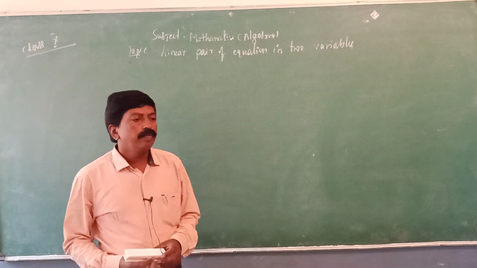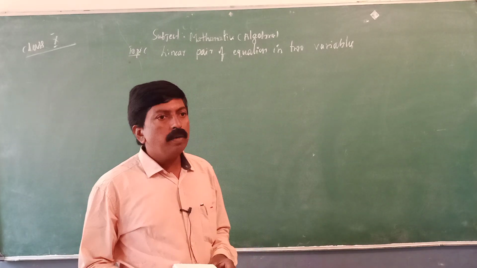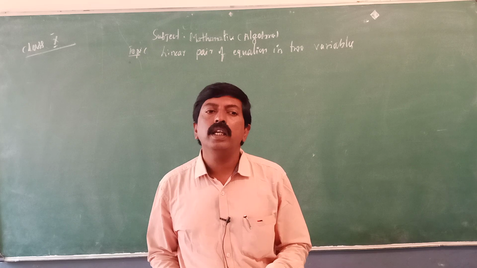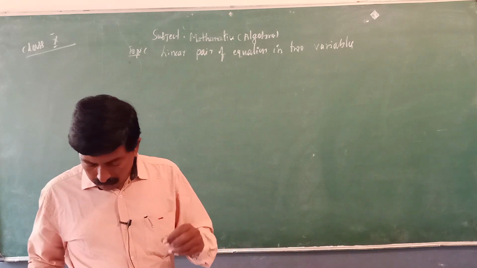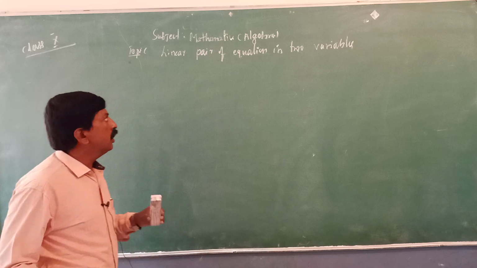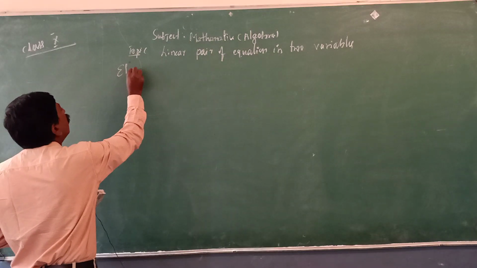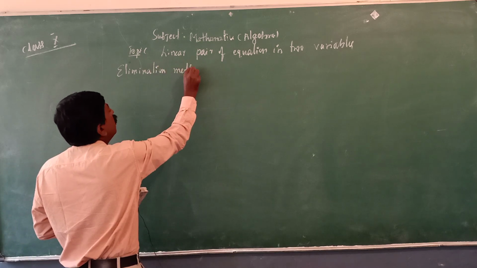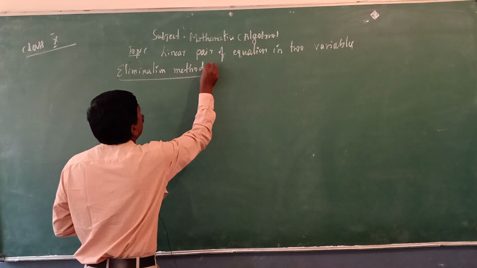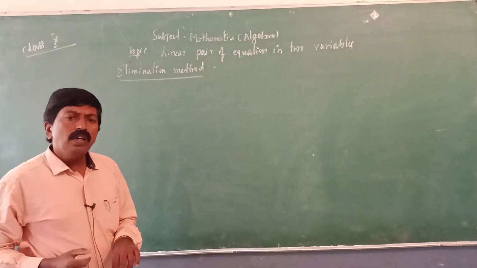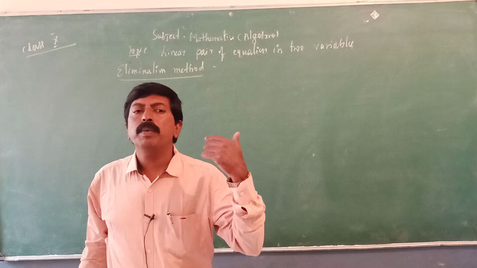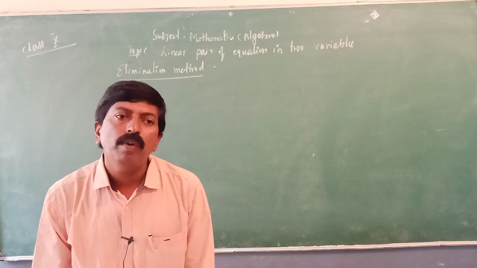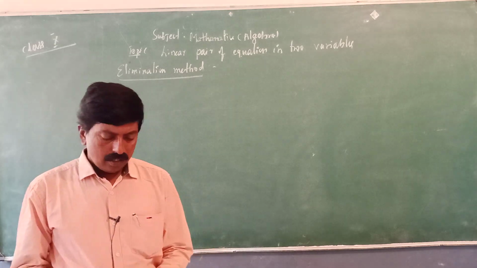So, students, in our previous class we discussed how to find the solution to a pair of linear equations by the substitution method. Now we can move on to the elimination method. It is also another method to find the solutions for a linear pair of two variables. For that, a problem is needed. Now we can copy a problem.